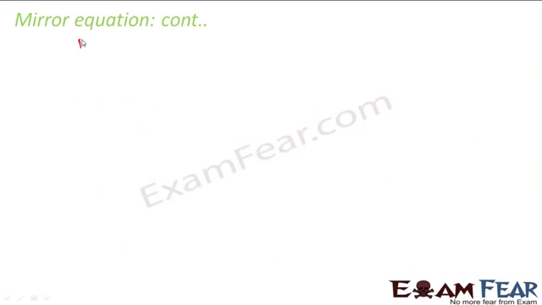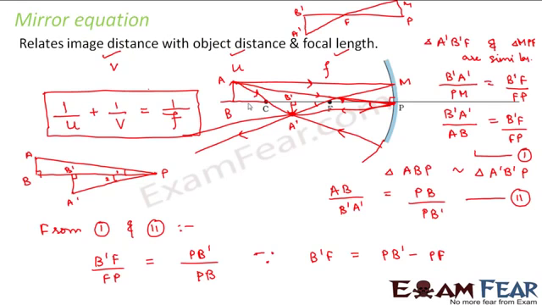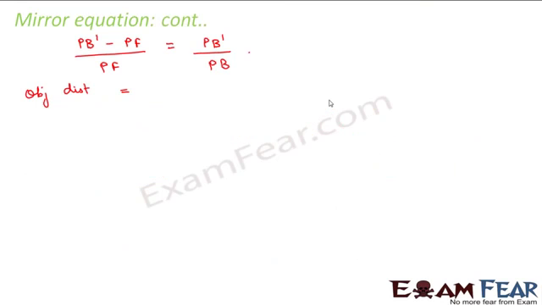So if we substitute this value, we get PB dash minus PF divided by PF is equal to PB dash divided by PB. Right? Now if you look at the figure, what is my object distance? Object distance is the distance at which the object is located. The object is located at this distance. So the distance PB is the object distance. Image is formed at B dash. So the distance PB dash is the image distance. So the object distance is PB, which is denoted by U.